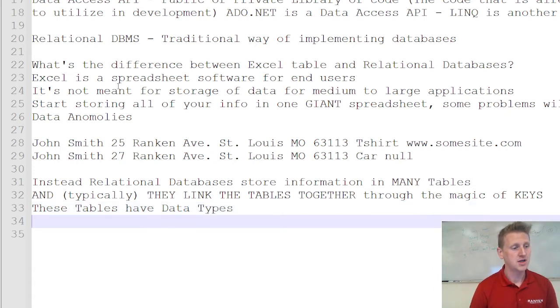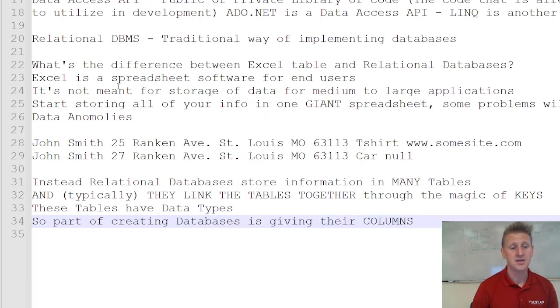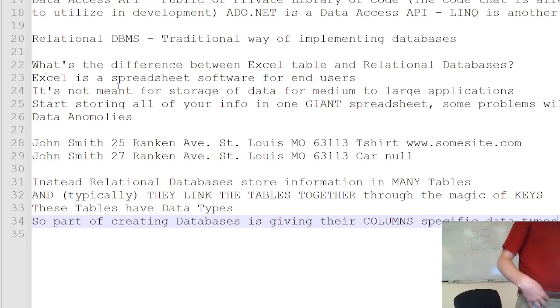So part of creating databases is giving their columns specific data types. Okay? You're going to say this column is for the user's age, and therefore we're going to store integers. This is for their first name, so we're going to store it as an nvarchar max. Maybe for some advanced Excel spreadsheets, you can have data types. I'm not familiar with that, but to me that's a difference. You don't typically have data types in your columns in Excel. Not to say that you can't assign them, but you will assign them here.